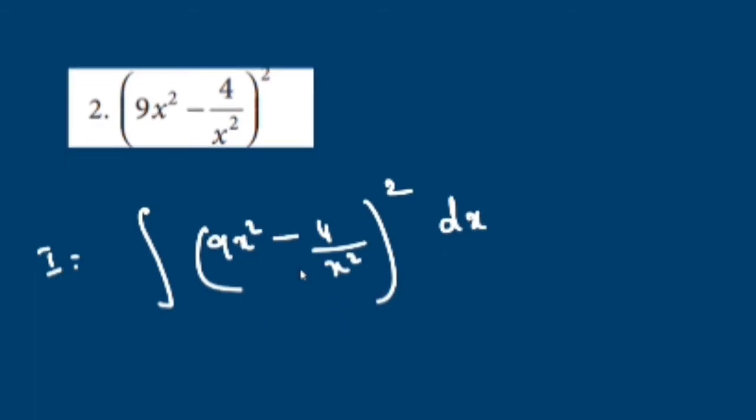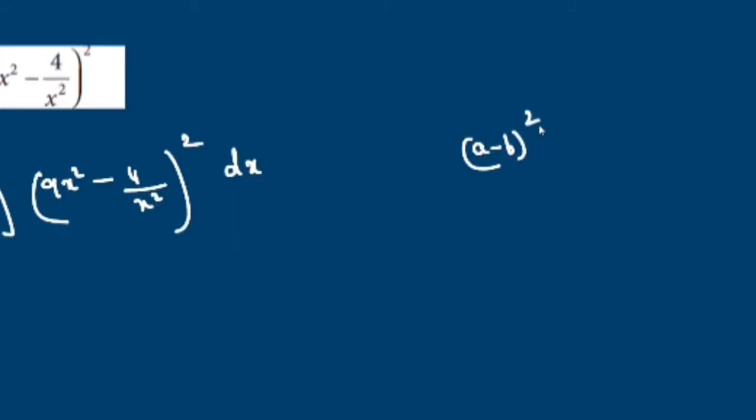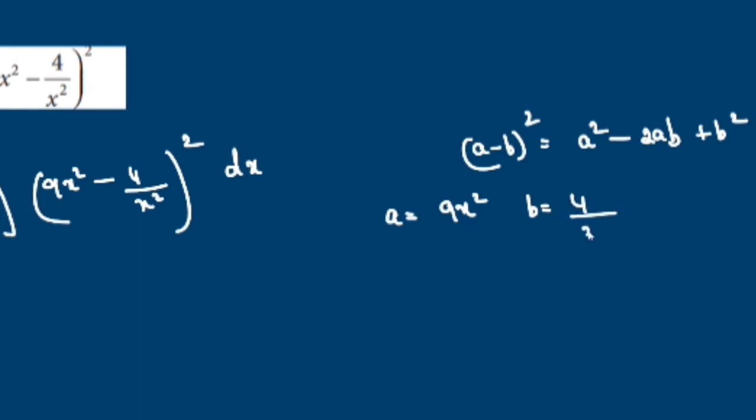Now first step: in differentiation you have the product rule and all that, but in integration you don't have the product rule. You have to simplify this. So before integrating this, you have to expand it. You have to use the formula a minus b the whole square and expand this, then only you should integrate. The formula you know: a square minus 2ab plus b square. So a is 9x square, and b is 4 by x square.